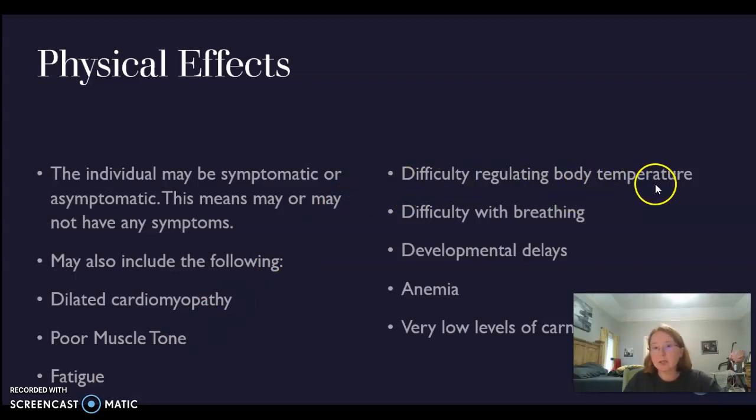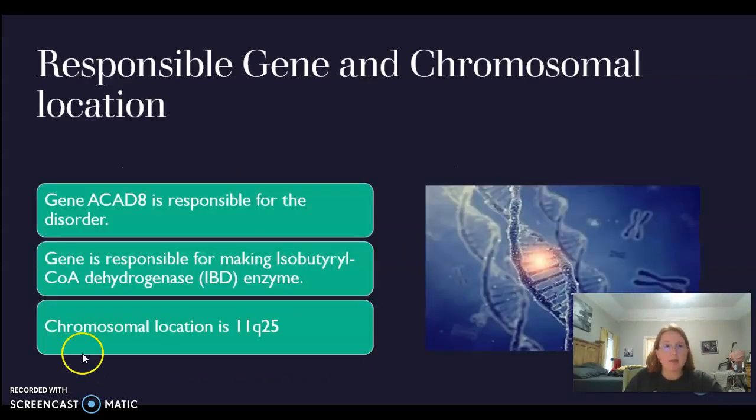This would be especially something that we would be looking at with our newborns. Difficulty with breathing. That would be another that we would really be looking at with newborns. They can have developmental delays. They can have anemia. And they also should have very low levels of carnitine. And then, so what is responsible for the gene and the chromosomal location? Gene ACAD8 is responsible for the disorder. This gene is responsible for making the IBD enzyme, and the chromosome location is 11q25.